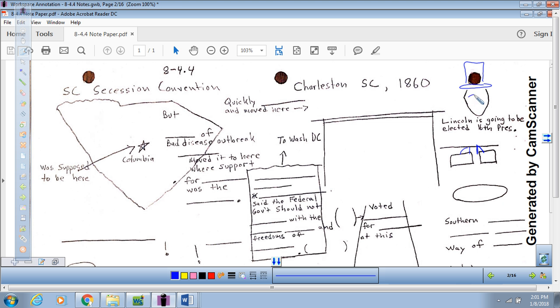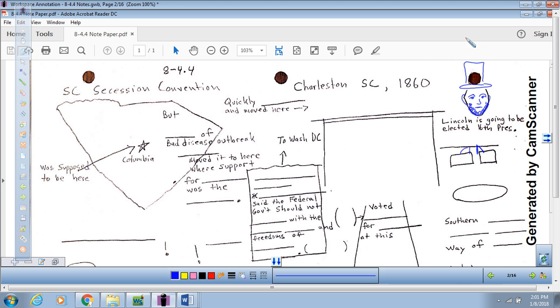Does anybody know the president yet? Abraham Lincoln. The election of Abraham Lincoln in 1860 causes the South to secede from the Union.